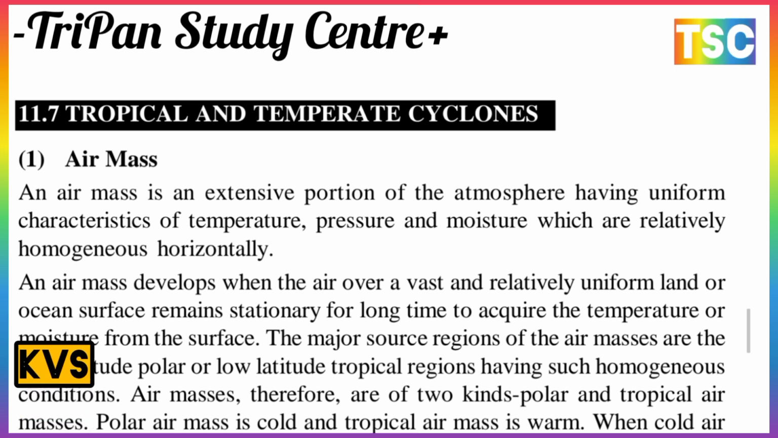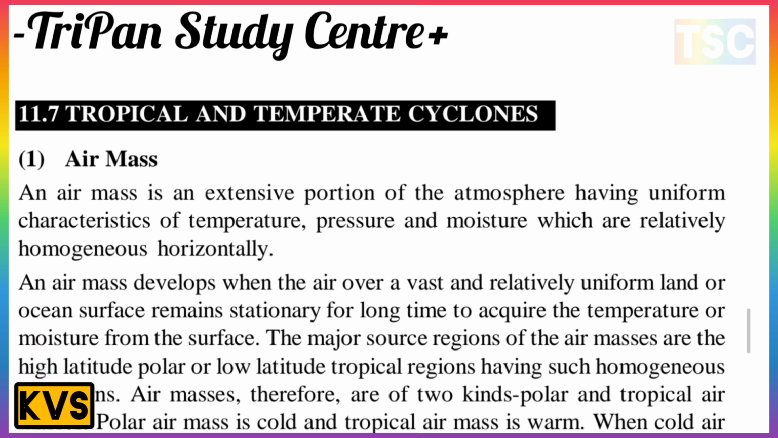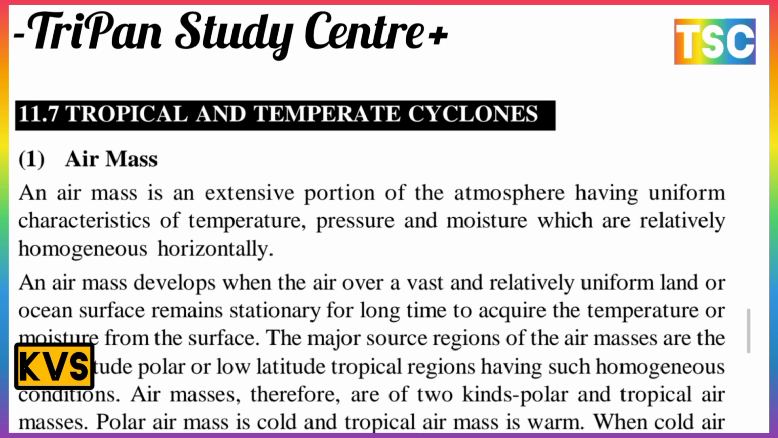What is the air mass here? An air mass is an extensive portion of the atmosphere having uniform characteristics of temperature, pressure and moisture, which are relatively homogeneous horizontally. This is important here. I repeat again: an air mass is an extensive portion of the atmosphere having uniform characteristics of temperature, pressure and moisture, which are relatively homogeneous horizontally.